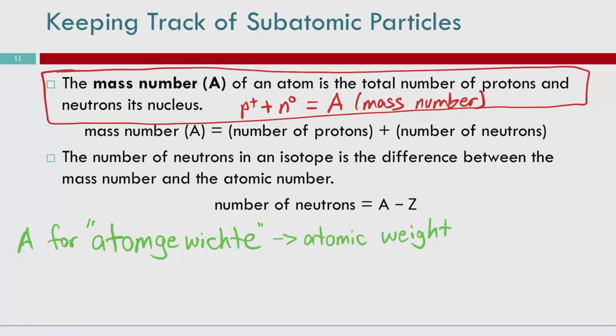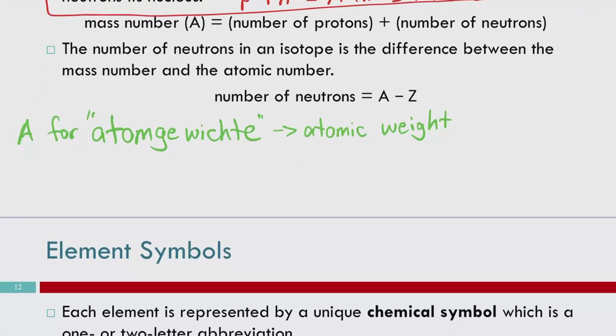And since protons and neutrons are both massive, they're big. They're the semi-trucks versus the watermelon. They're the semi-trucks, they're the big ones. Those are the ones that we count for the atomic weight. The electrons don't really matter for mass.